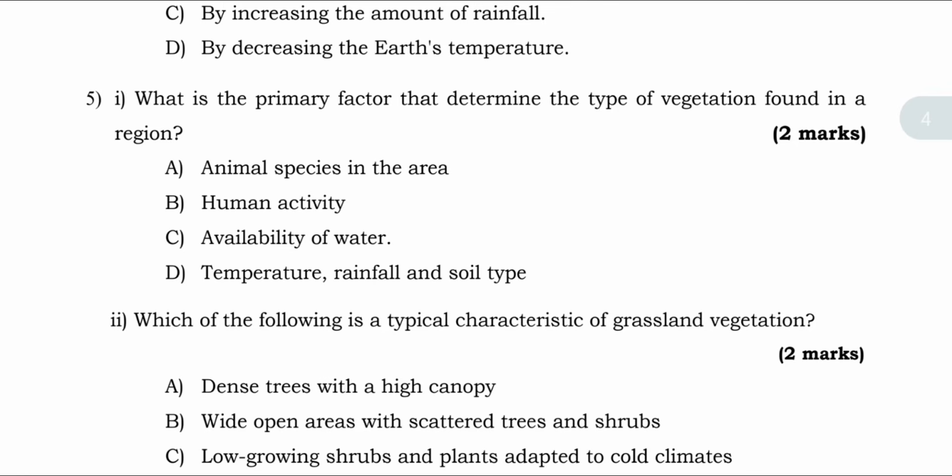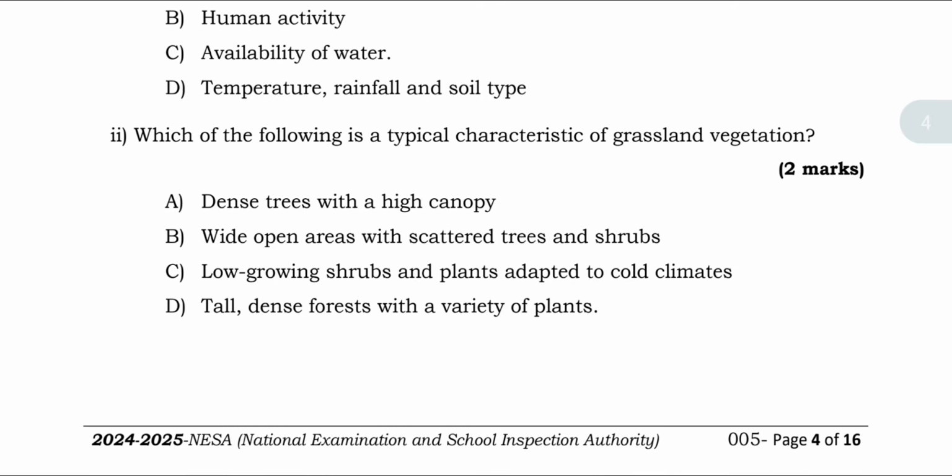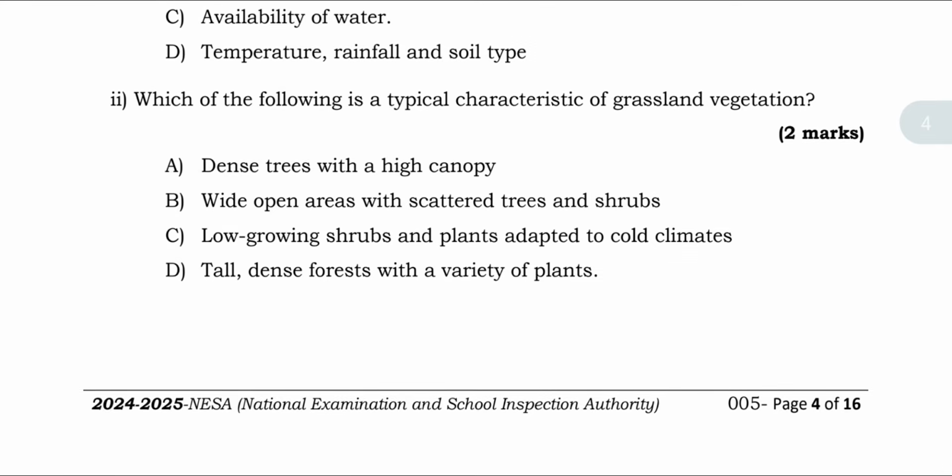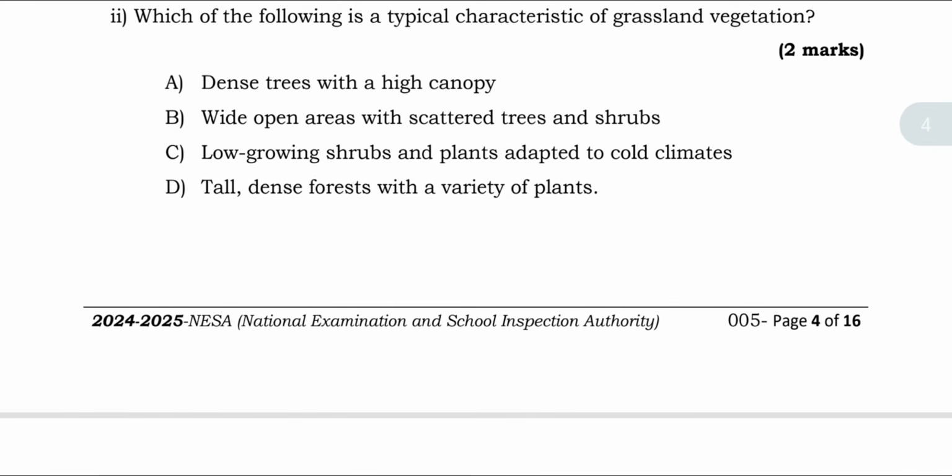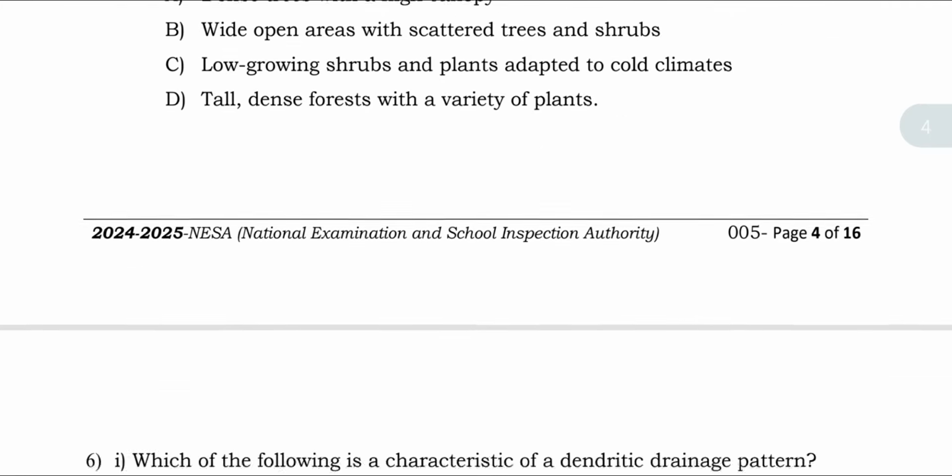We have 4 options. A, dense trees with high canopy. B, wide open areas with scattered trees and shrubs. C, low growing shrubs and plants adapted to dry climates. D, tall dense forest with a variety of plants. Now we can move on to the next question right here.